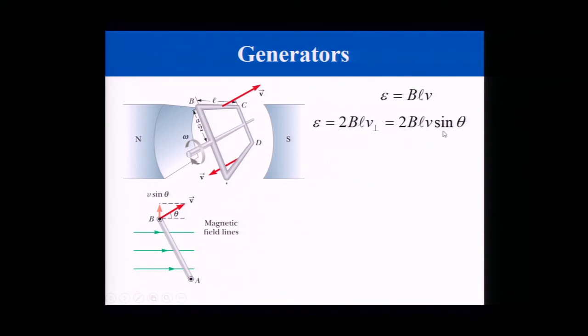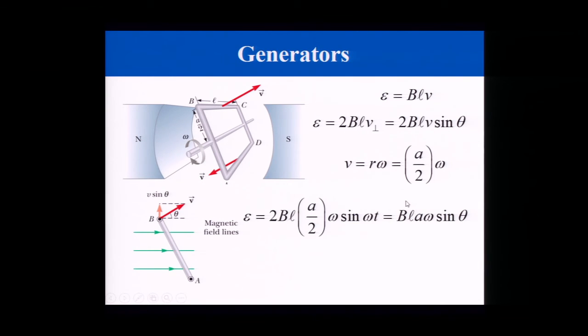We can do this as perpendicular. My velocity is perpendicular here. But remember, my velocity, if I'm doing something that's spinning, is related to the radius times my angular frequency of how it's spinning. So now I'm spinning my little loop. I can have this go through, and this is my A. There's my A over 2. And I've got my sine of the angle. So I can get my electromotive force for when I'm working with a generator to look just like this, just walking through the equations.